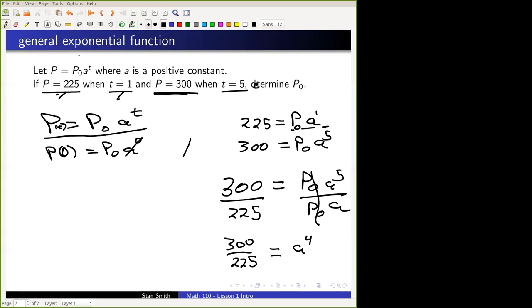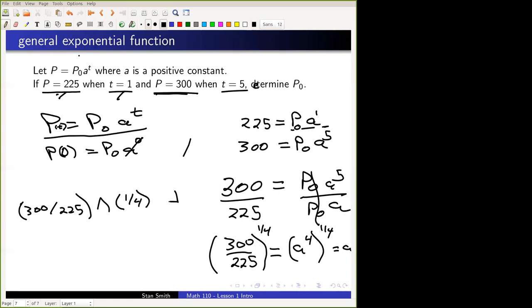This is looking encouraging because now I've got one variable, a, and it's equal to something. A to the 4th is equal to something. Well, if I take this to the 1/4 power, and if I take this to the 1/4 power, a to the 4th to the 1/4 power is just a, and I've got a value for a. So I'm going to come over here and go to my calculator, and I would go parentheses 300 divide 225 parentheses to the 1 divided by 4 power and enter it, or equal. And when I did that on my trusty calculator, I got 1.075.